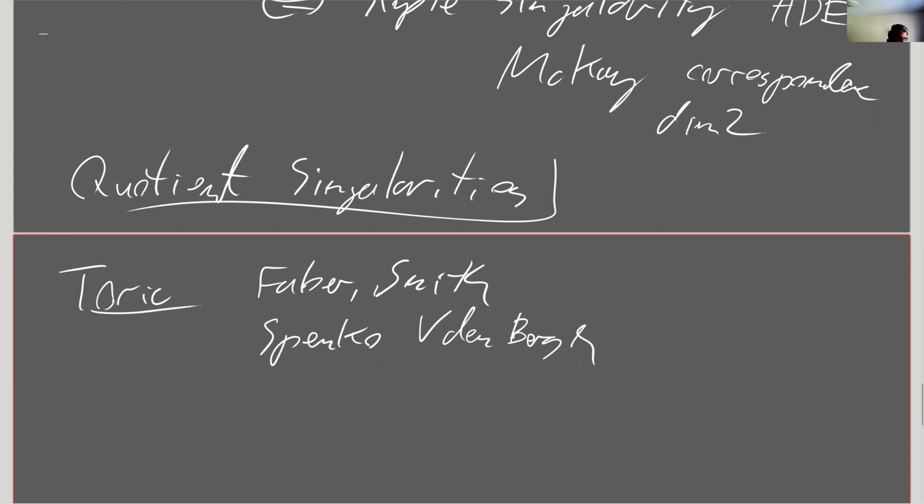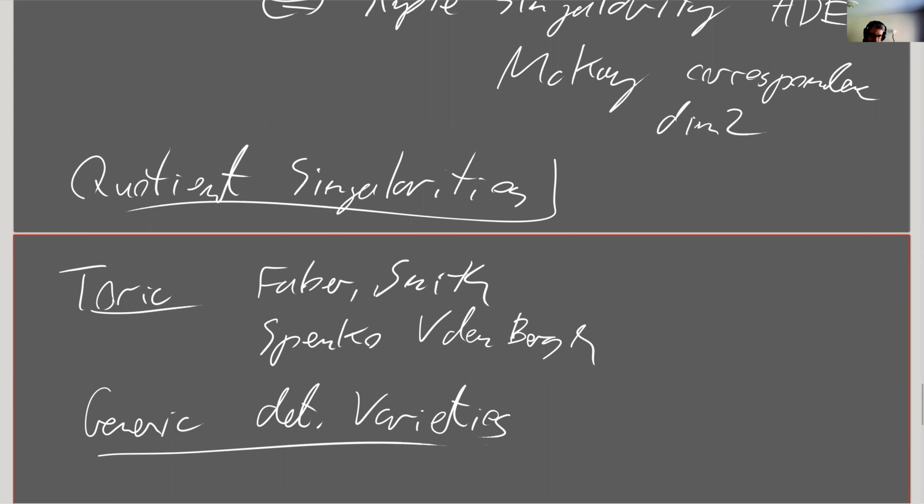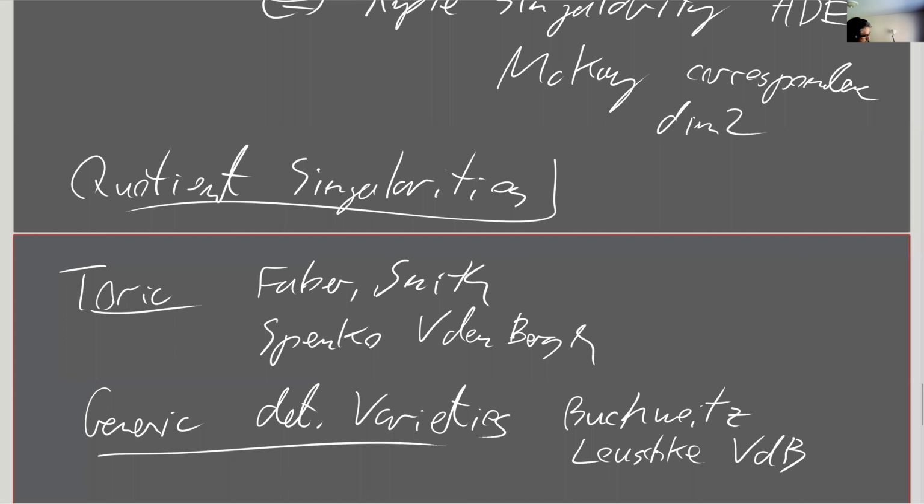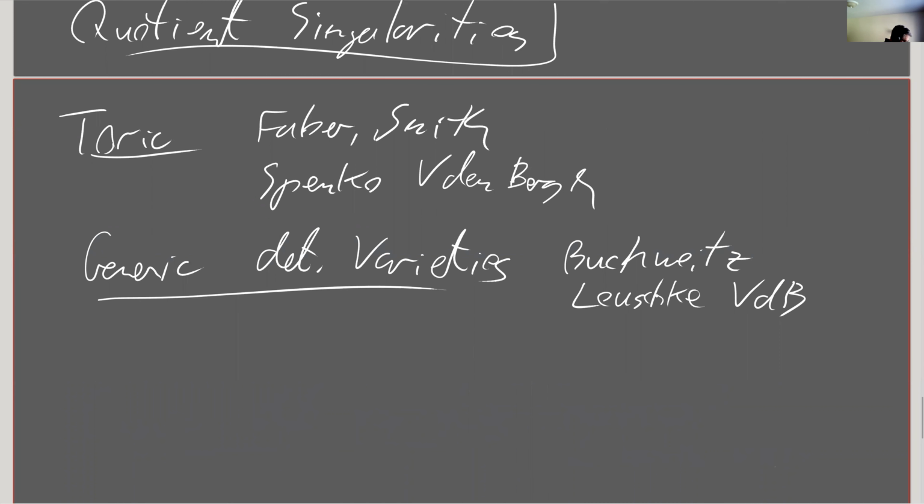There's generic. There are known non-commutative resolutions for generic determinantal varieties. This is Buchweitz, Leuschke, Van den Bergh. And then there's more, but I'm going to mention one in particular that I'm going to be referring to.